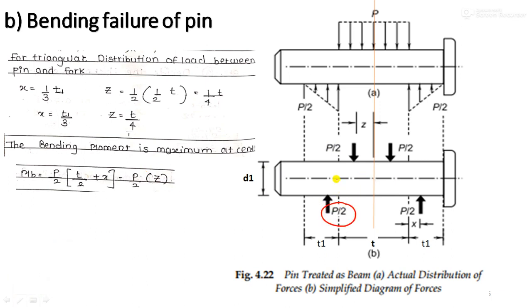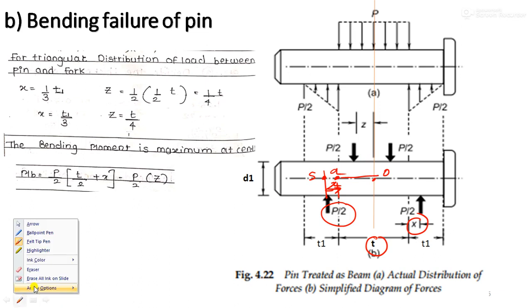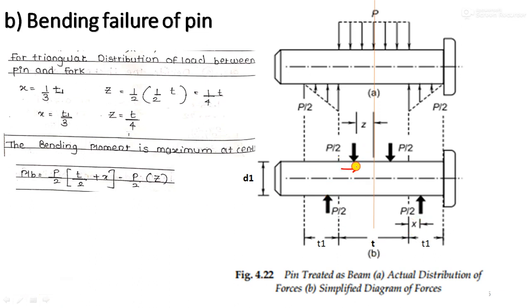This P by 2 is acting here, so I want the distance OA. This distance is nothing but T by 2 plus, obviously, this X, because this distance is O and A. This distance is nothing but the X, and this distance is very simple to calculate. This distance is nothing but the Z. In this way I will also help you if you are not able to understand this analysis. It is very easy, but you can remember the direct formula.